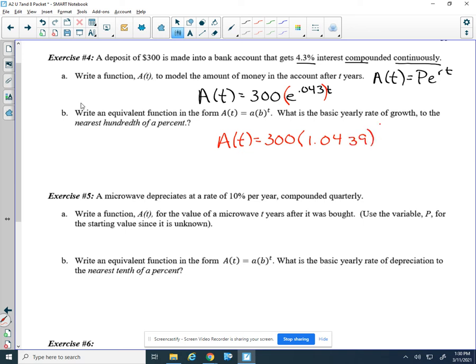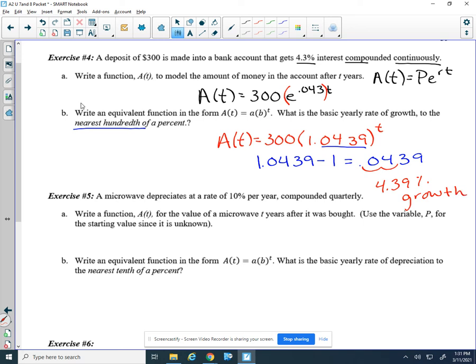1.0439 to the t. So when I do my subtraction to find my base, and the reason I'm doing 4 decimal places, surprise, is because I need the hundredth, so now I need the 10,000th, so that when I move the decimal over 2, I'm ready to have 2 decimal places left. So probably should have mentioned that earlier. So we're going to move this over 2 now, and we have 4.39% growth.